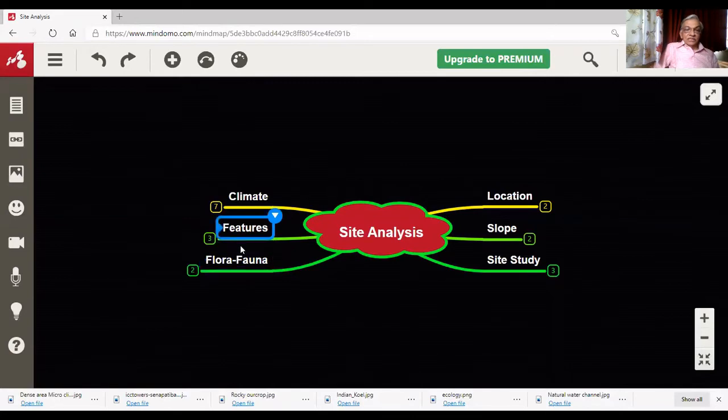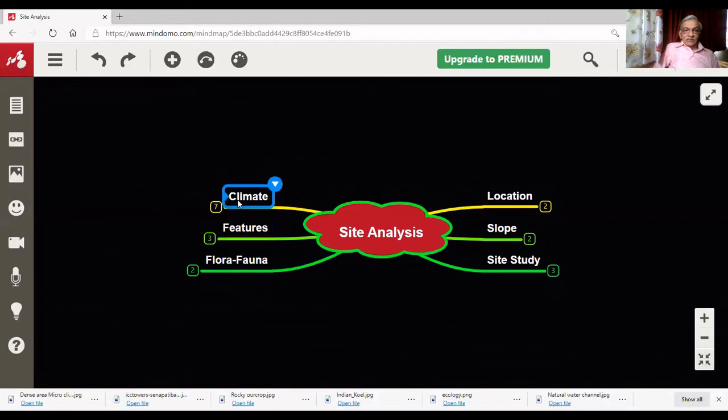Another one is the features. What are the features on the site? The gradients, the waterways, the outcrop of rock on the site. There could be swales or depressions on the site. So these are some of the things which need to be kept in mind in order to bring them in as a feature into your architectural design.